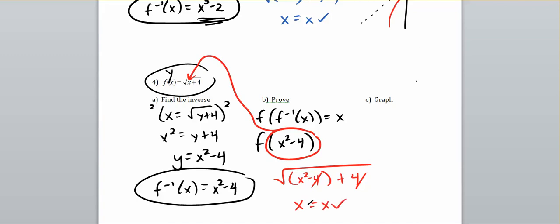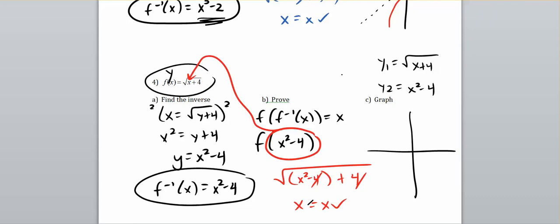All right. Lastly, we're going to go ahead and graph this. On your y1, you're going to put in square root of x plus 4. In your y2, you're going to put in x squared minus 4. And this is the one I really need to talk about. All right, so please be careful on this graph. I need you to put that in your graph and see what happens originally and what we're going to have to do to restrict that. So square root of x plus 4. Okay, if I go ahead and actually graph that one first, just because I want you to do that.